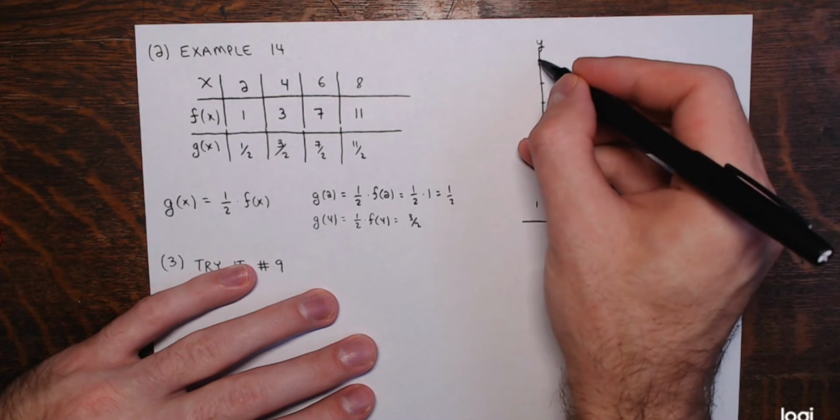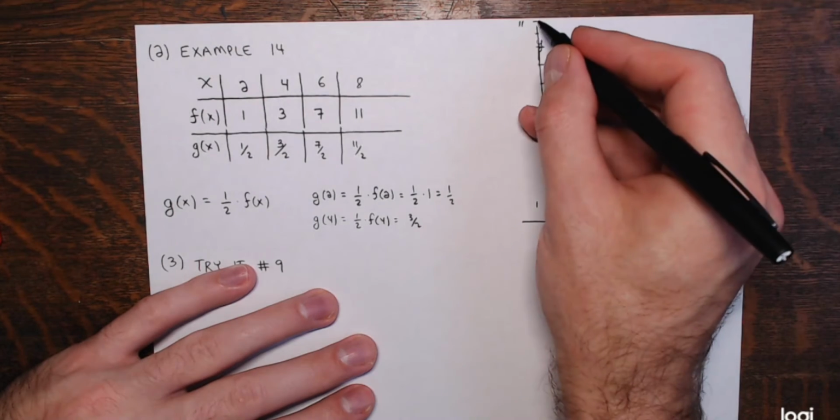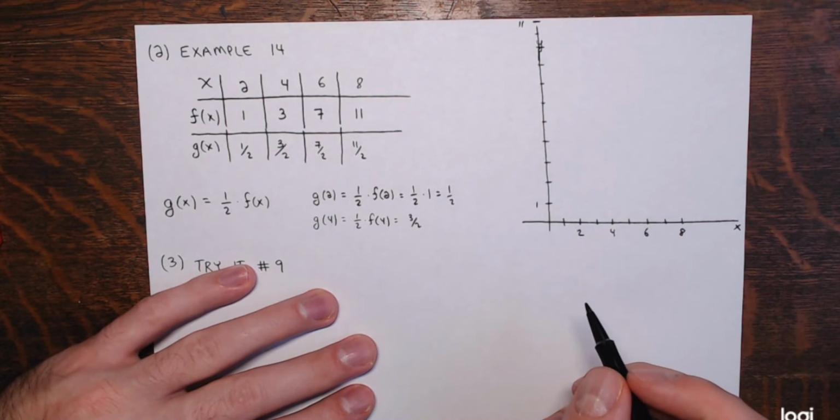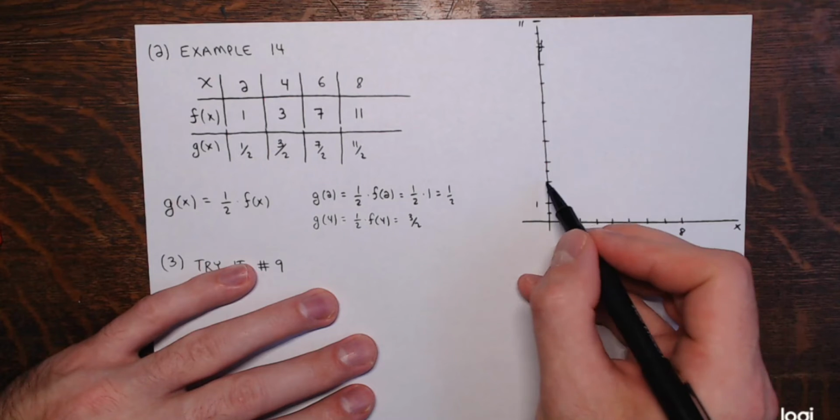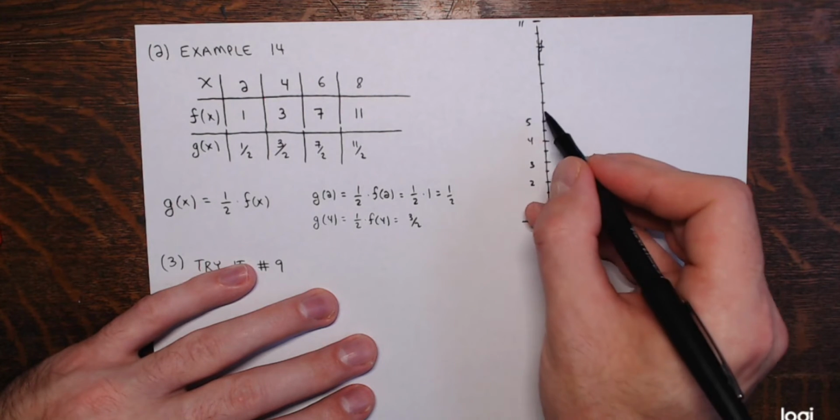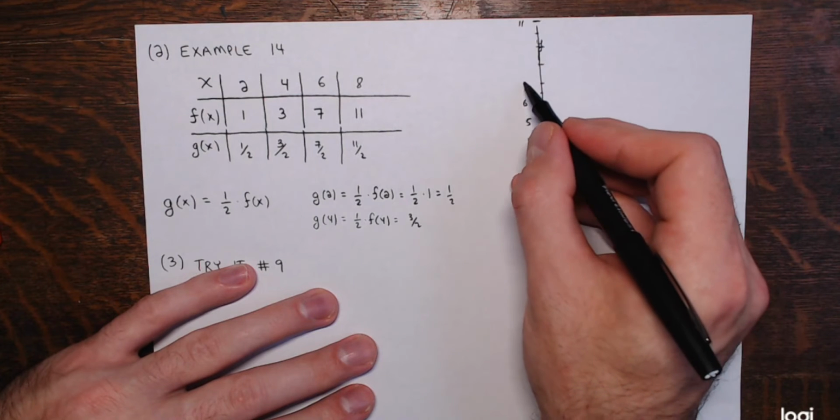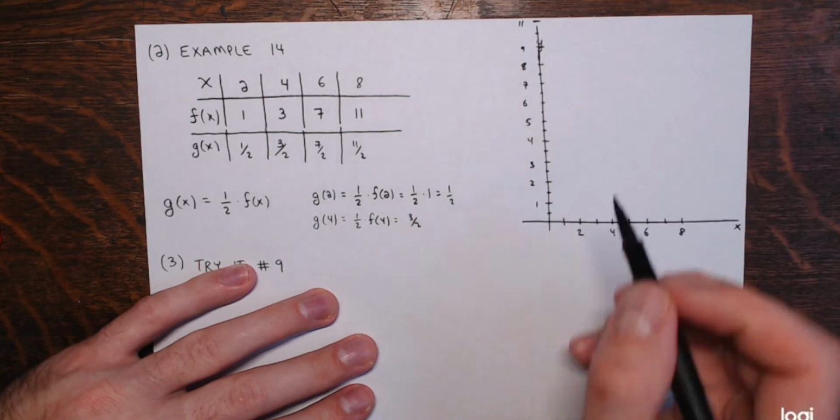I was supposed to go to 11, 9, 10. Right, sorry about this. That's 11 at the top. And I'll mark off the halves as well. Right, that should be good enough.